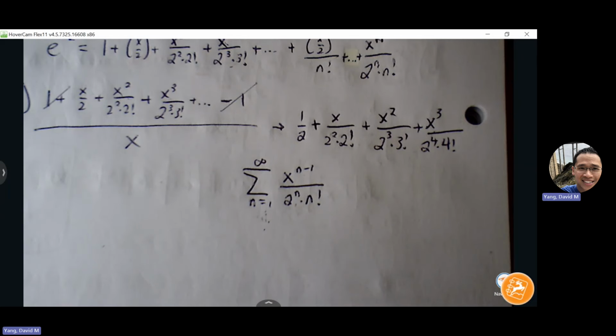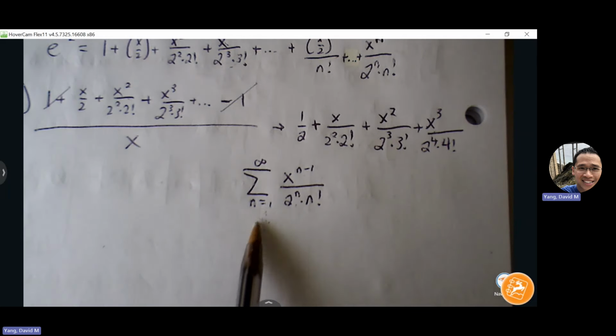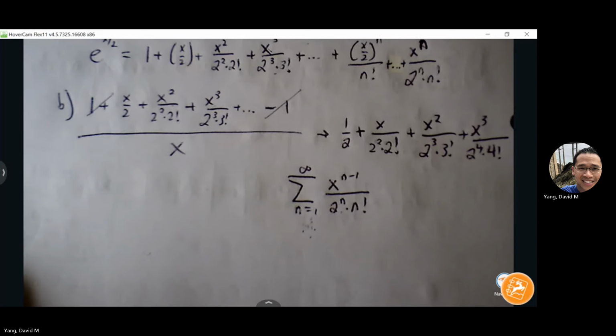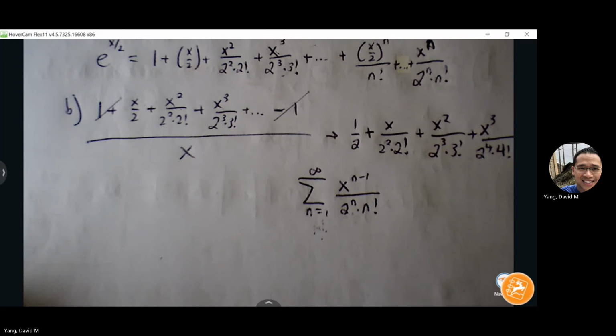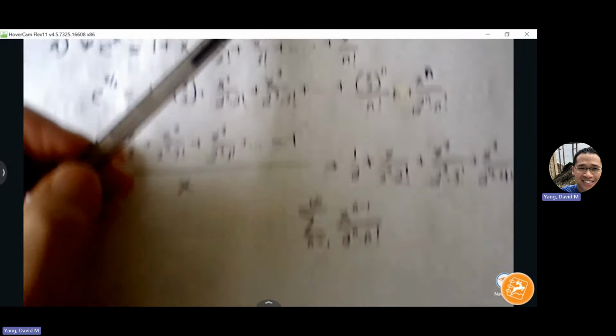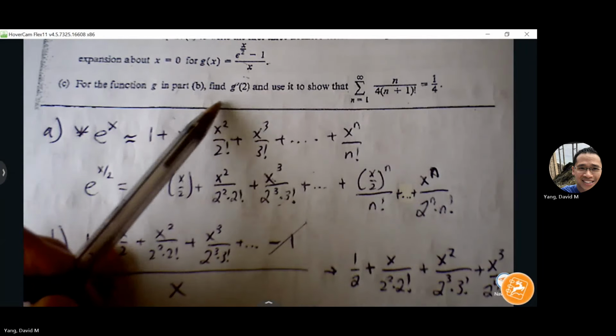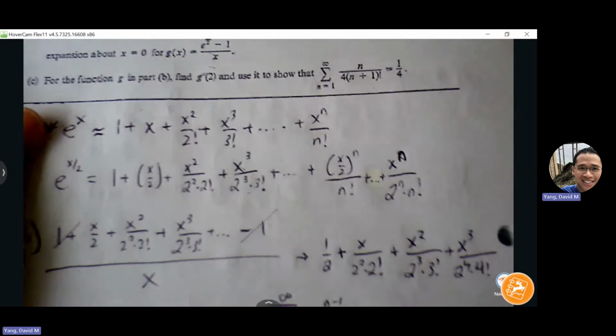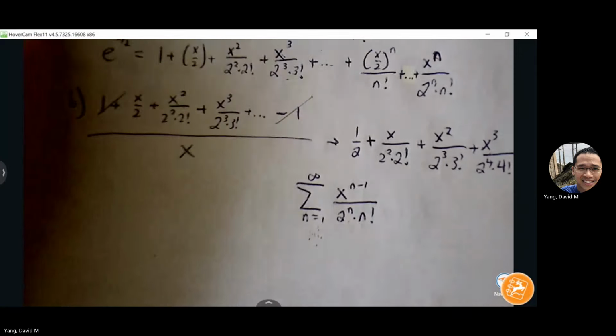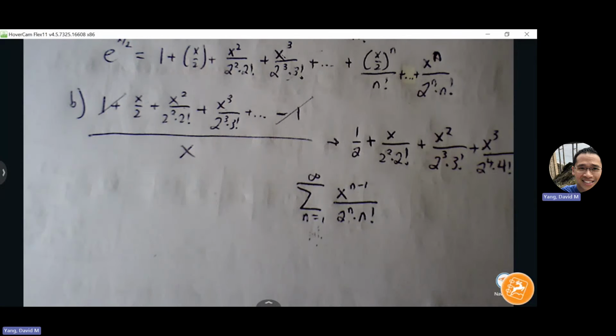And you don't even have to write the sigma notation. No, you don't have to. Part C says, for the function g in part B, which is this right here, find g prime of 2, and use it to show that the sum from n equals 1 to infinity of n over 4 to the n times n plus 1 factorial equals 1/4.